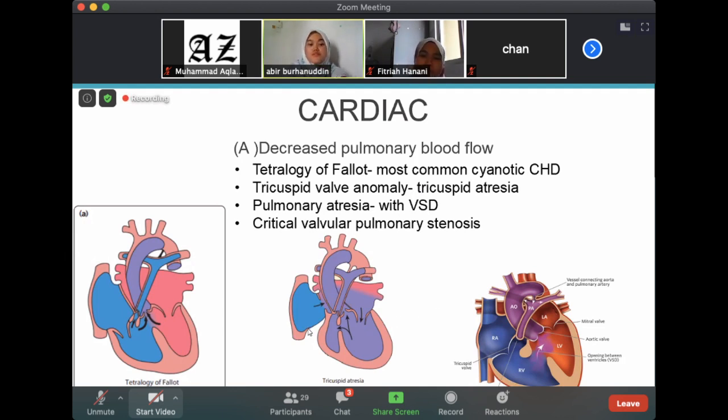The first one is pulmonary stenosis. Second is VSD. The third one is overriding of the aorta, and the fourth one is right ventricular hypertrophy. So there will be mixing of the blood from right to left. Then tricuspid valve anomalies, such as tricuspid atresia, pulmonary atresia with VSD, and lastly critical valvular pulmonary stenosis, which is a severe form of pulmonary stenosis.